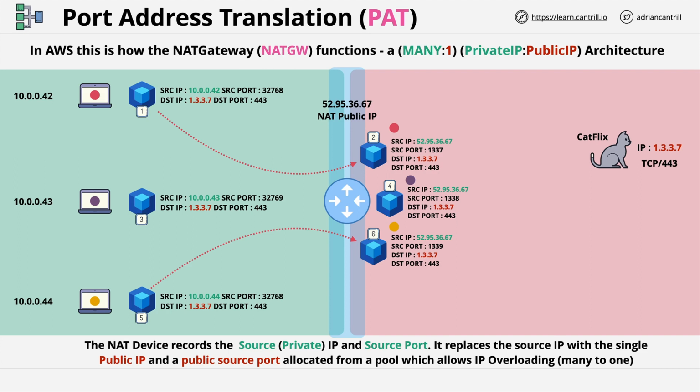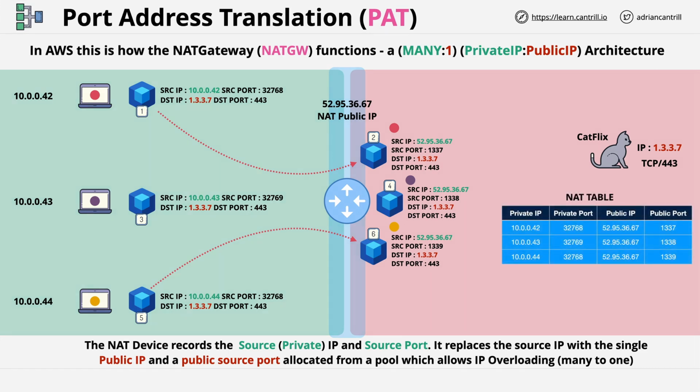What the NAT device is doing is creating a NAT table. The table is updated with the original private IP and private source port and the new source IP, which is the public IP address of the NAT device, and then the newly allocated public source port. This means that when response data comes back, this table can be referenced to ensure that the packet reaches its destination.